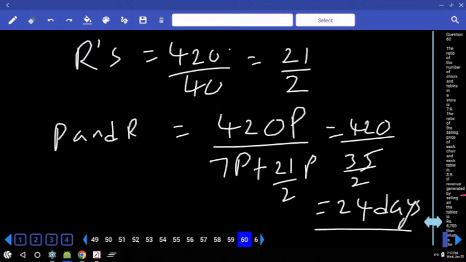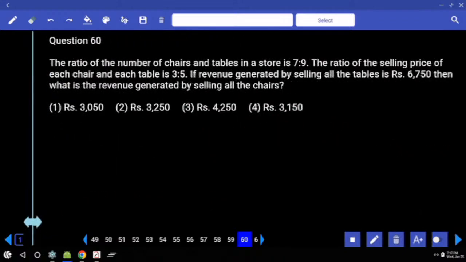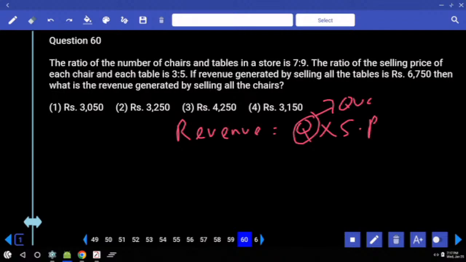Right. Next question 60. The ratio of number of chairs and tables in a store is 7:9. The ratio of selling price of each chair and each table is 3:5. If revenue generated by selling all the tables is 6750. First of all, revenue equal to what? Quantity into selling price. Yes or no? Quantity into whatever you are selling.